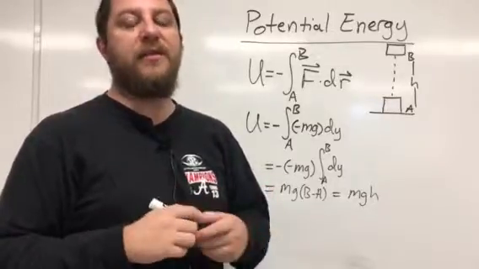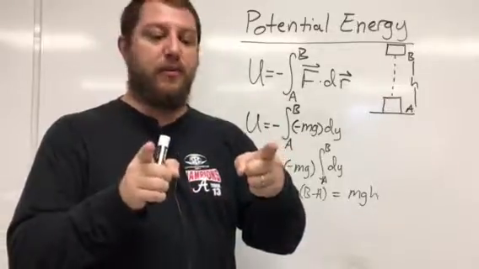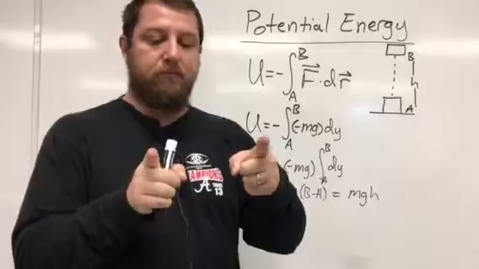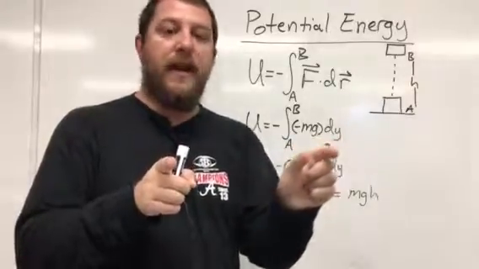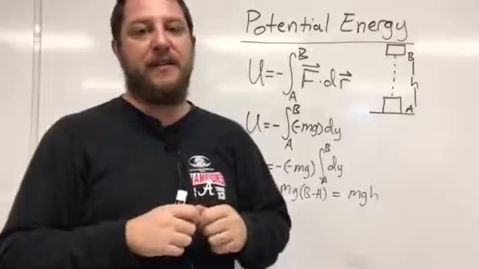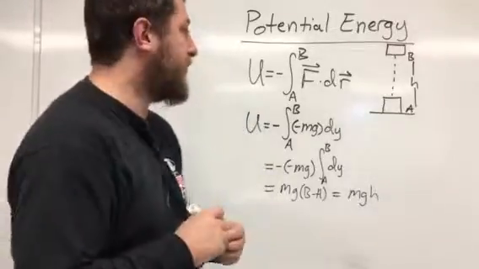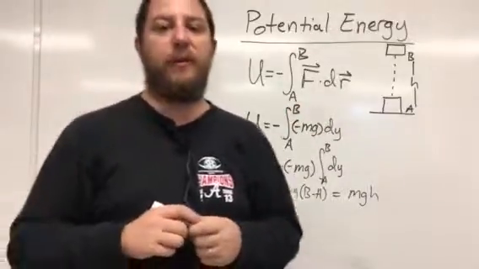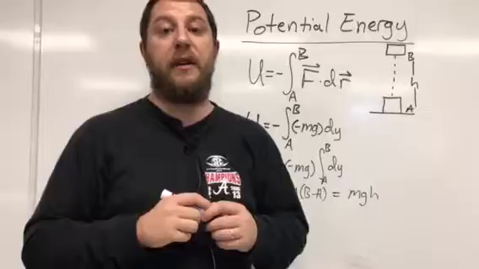But again, the end result is 1/2 kx squared, where x is, if I have an initial spring of some equilibrium length, and then I stretch it a little bit further, that extra distance that I've stretched it. So 1/2 kx squared is the potential energy of a spring, and you can use this formula to derive that result. All right, next video we're going to look at conservation of energy.